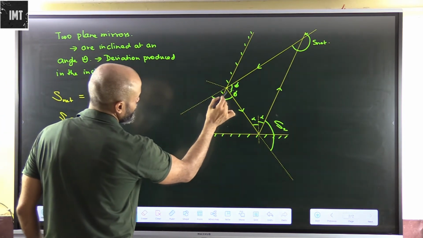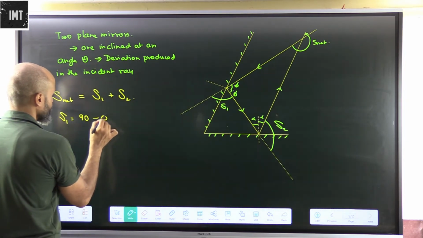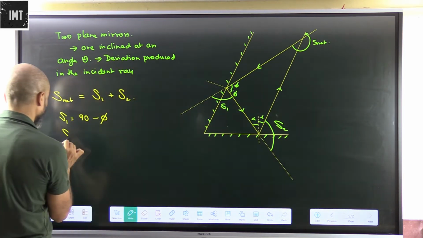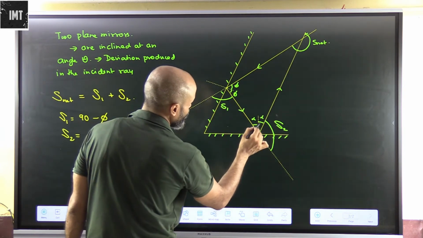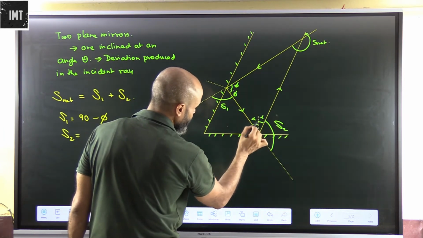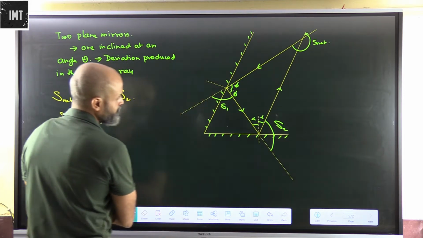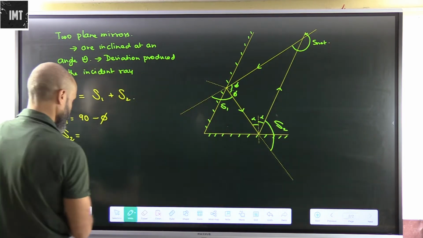This is 90, this is sigma, so delta 1 is 90 minus sigma. And delta 2 will be how much? Delta 2 will be equal to 90 minus alpha. Oh, I am making this wrong here.